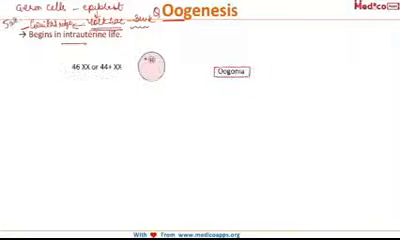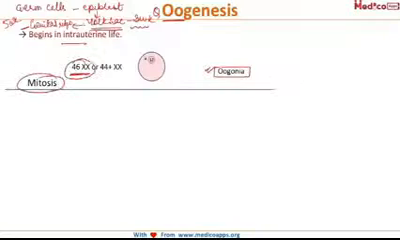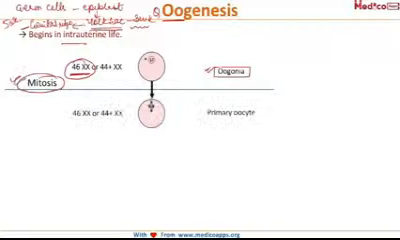Now these germ cells undergo rapid mitotic division in the gonads, and now they are called oogonia. And here they are diploid cells, so 46XX. Now most of the germ cells continue the rapid mitotic division, but few of them enter the prophase of the first meiotic division, and now they are called primary oocytes. Even these are diploid cells, and they are 46XX.